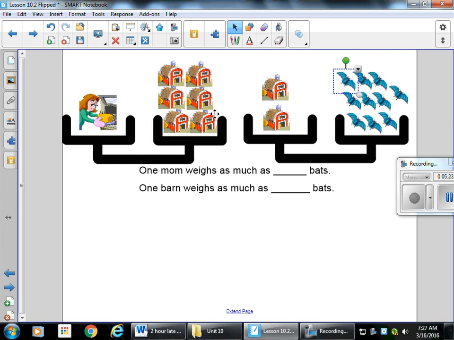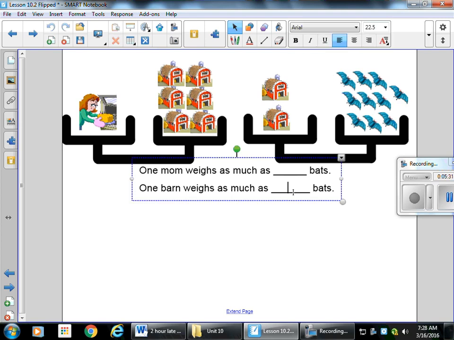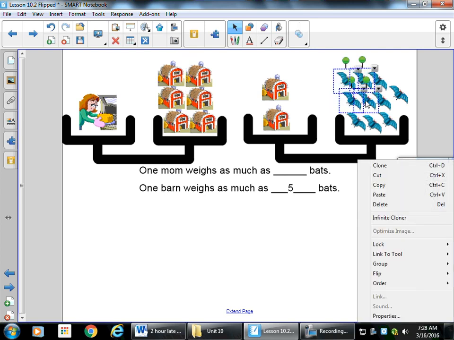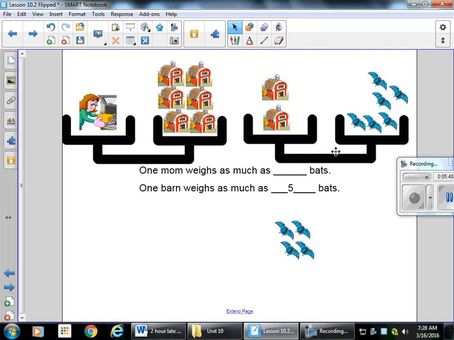Well, we have the mom here. To change this, 1 barn weighs as many as how many bats? We can state this one. So we have 10 bats, 2 barns. So 1 barn weighs the same as 5 bats. So if 1 barn weighs the same as 5 bats, that means I'm gonna have to take 5 of these bats. For every single one of these barns, I have to make 5 bats. Hopefully that makes sense. I'm gonna use my technology skills here. Grab 5 bats.